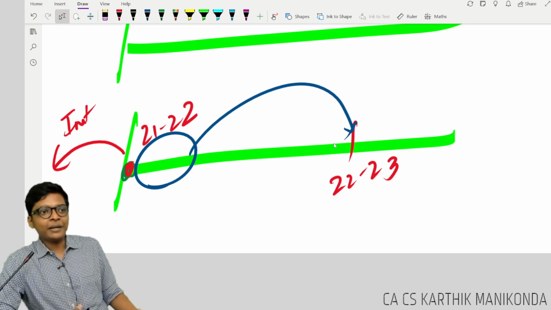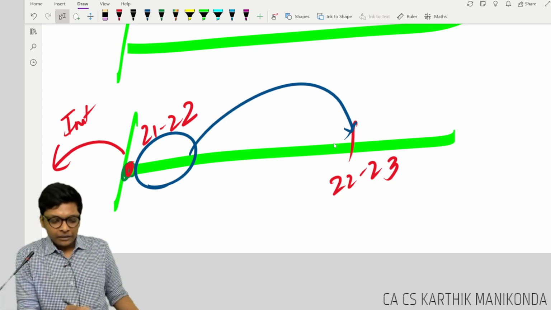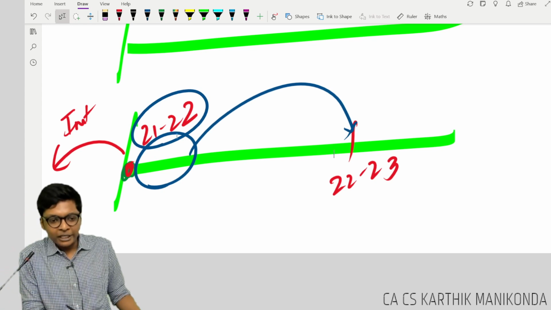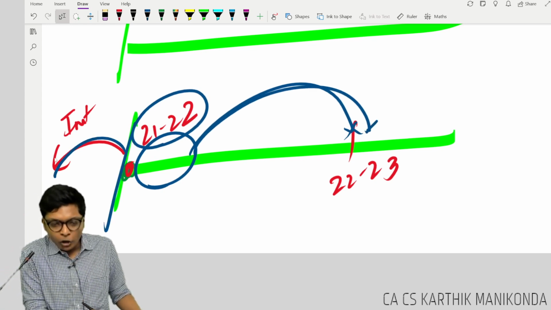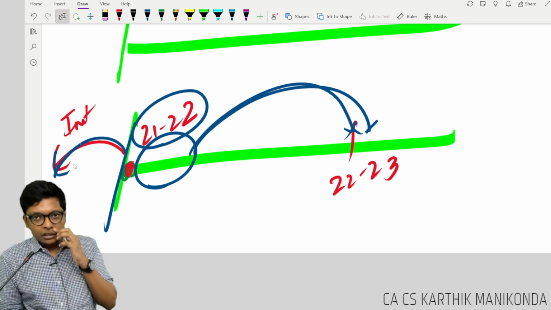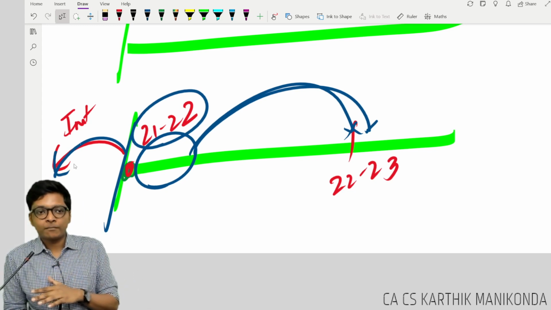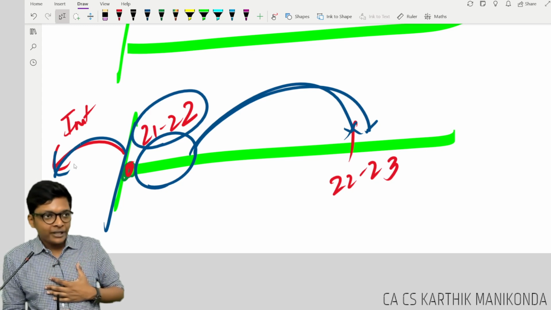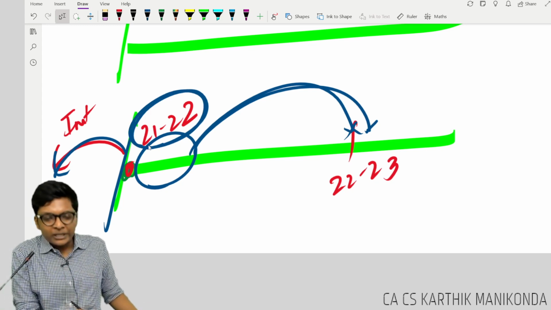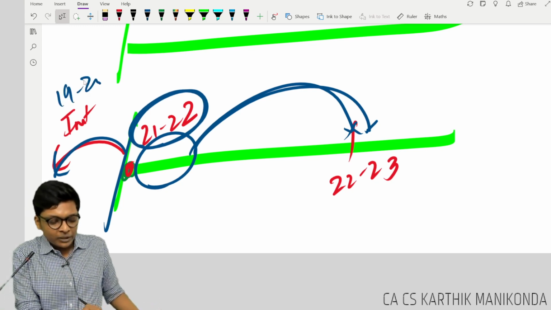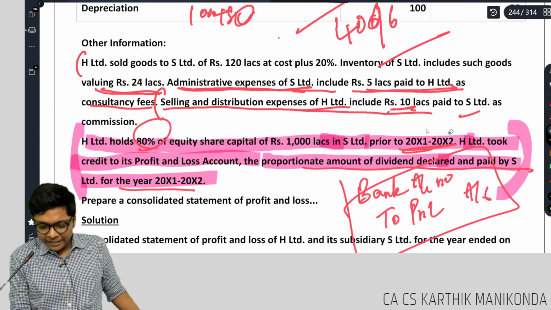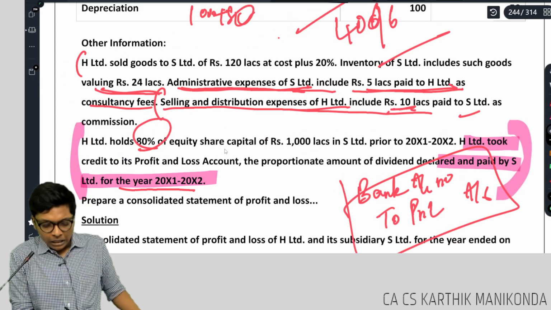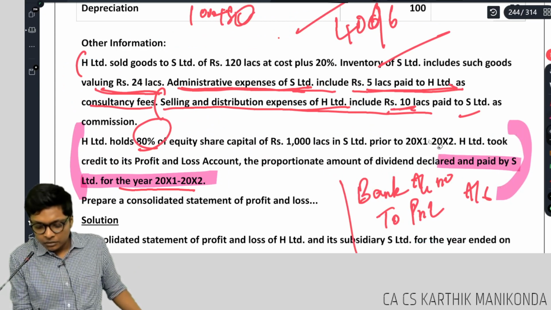Now, is it post or pre-acquisition? For the year 21-22, I am getting the dividend. But acquisition took place before 21-22, correct? So, is the dividend post or pre? Post. Are you following? Acquisition took place before 21-22, maybe 19-20, I don't know. Look at this. Acquisition, you read it again. Acquisition prior to 21-22. Can you see, guys?